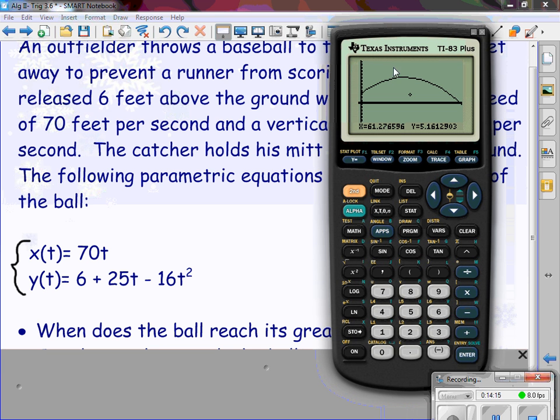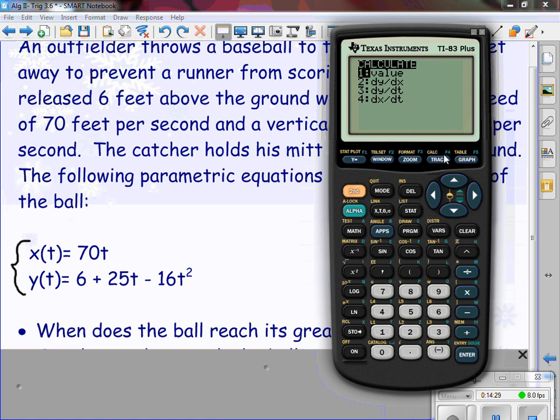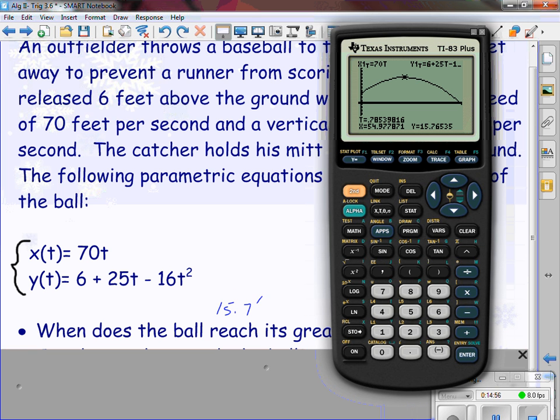All right. We want to find out what this altitude is, this highest point. Second, trace. Never mind. I forgot when you change into parametric, it changes other things. Where does it look like it's the highest point? I'm just tracing it. The highest the ball ever reaches, it looks like it's about 15.8 feet in the air. So the ball's almost 16 feet in the air.